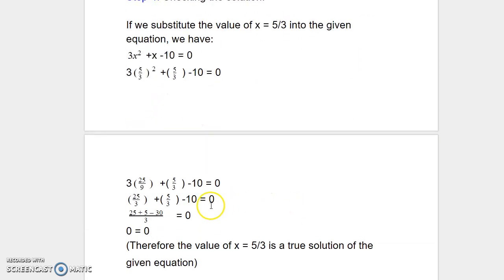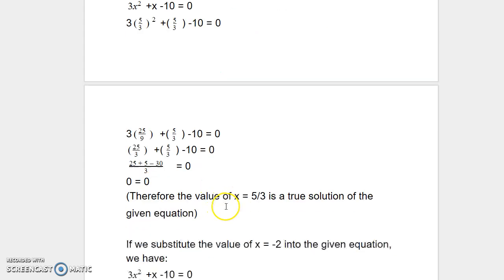So we're going to simplify that some more. 3 times every one of these terms is raised to the power of 2. 5 raised to the power of 2 is 25. 3 raised to the power of 2 is 9. Plus 5 over 3 minus 10 is equal to 0. So we'll simplify it some more. 3 and 9 are multiples of 3. 3 times 1 is 3. 3 times 3 is 9. So therefore, 3 times 25 over 9, we can write as 25 over 3 plus 5 over 3 minus 10 is equal to 0.